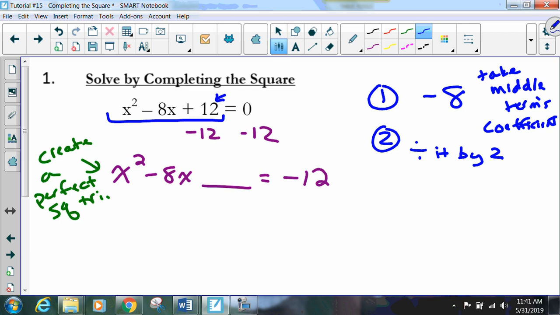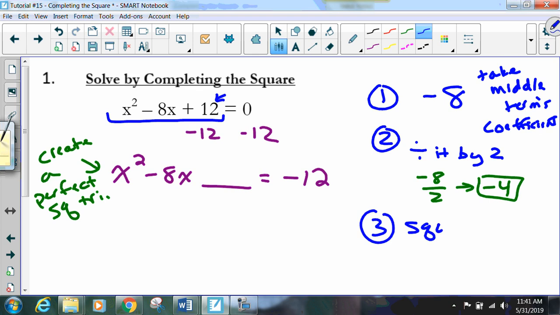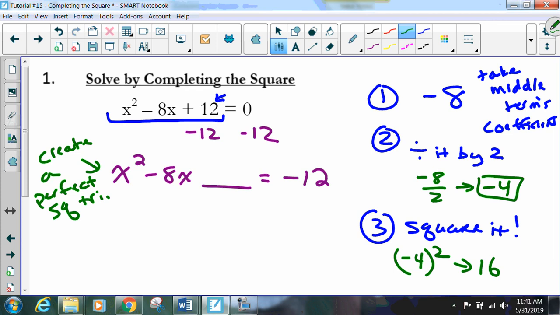It's worth writing down these steps because we're going to do them every single time we're completing the square. So we take the middle term's coefficient, we're going to divide it by 2. So in this case, -8 divided by 2 gives me a -4. Okay, and then step 3, square it. You don't have to do the exclamation mark if you don't want to. So we're going to take the -4, we're going to square it, and that's going to give me 16.